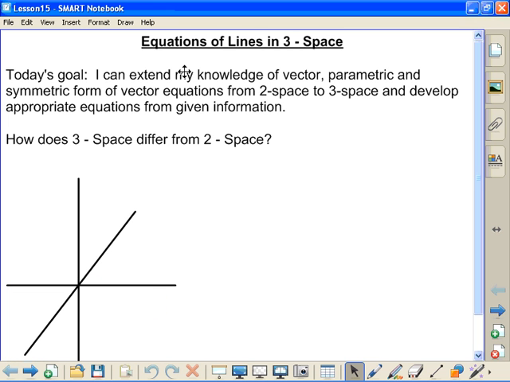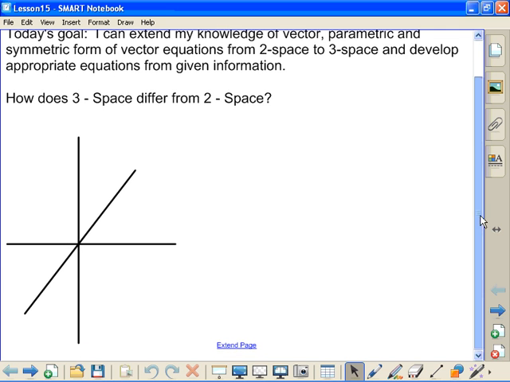Okay, moving into equations of lines in 3-space. So what's our goal for today? You're going to extend your knowledge of vector, parametric, and symmetric form of vector equations from 2-space. So that's what we were doing previous to the matrices lesson. And we're going to move to 3-space, and we're going to develop associated formulas or equations. So I want you to be able to basically do what you're able to do before in 2-space, but now be able to do it in 3-space.